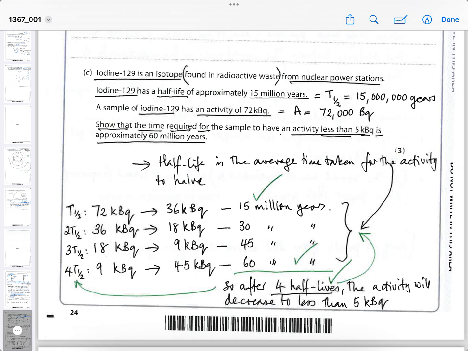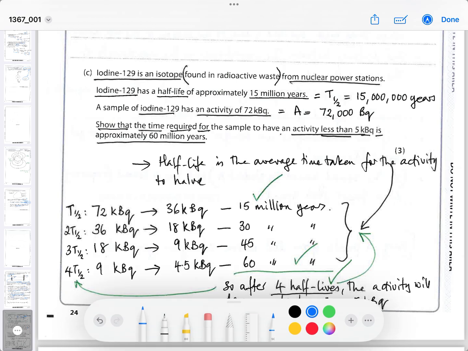So the original activity was 72 kilobecquerels. That would be 72,000 if you had to define what kilobecquerels was, but you can leave it as 72 kilobecquerels, and it wants you to show that the time required for the sample to go down to an activity less than 5 kilobecquerels is approximately 60 million years. So 60 million years is 4 of these, 4 half-lives we call them.